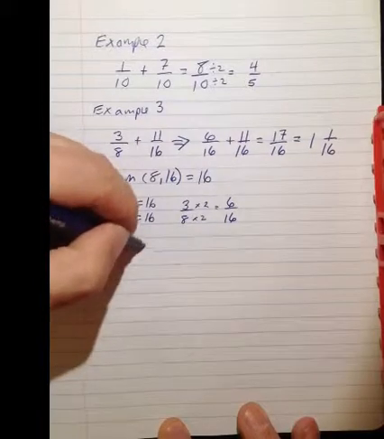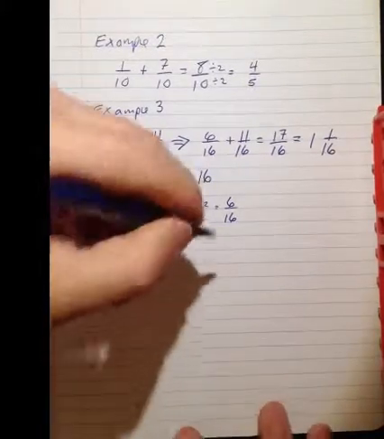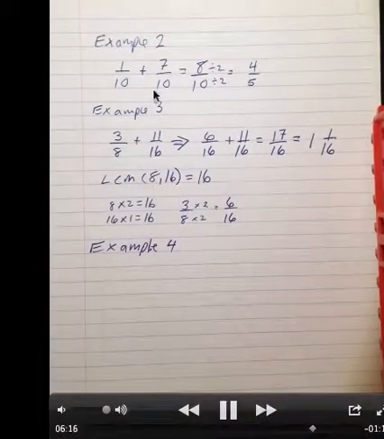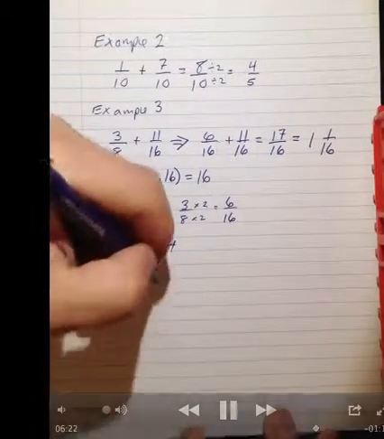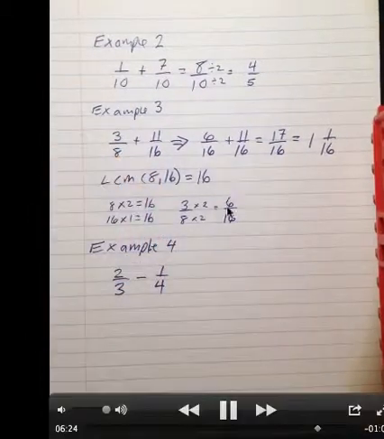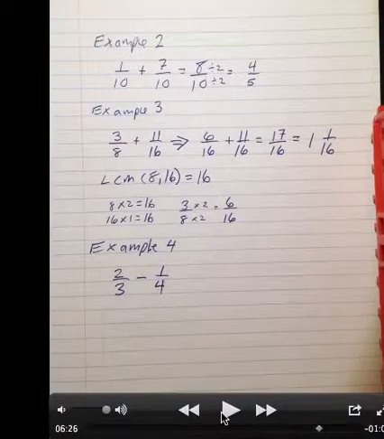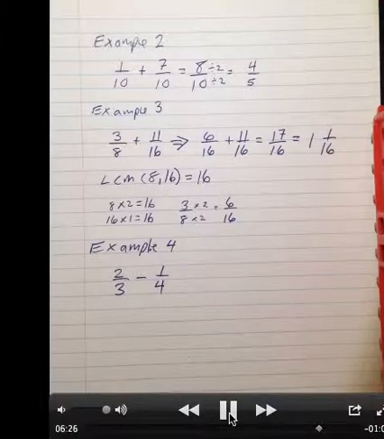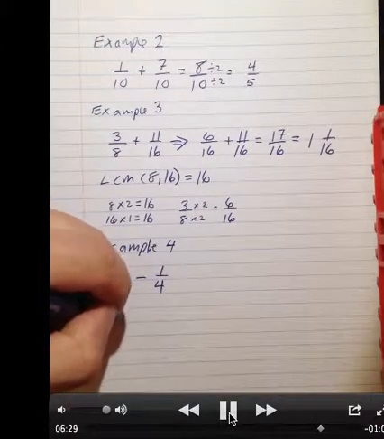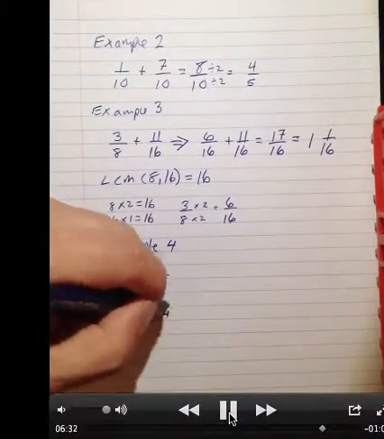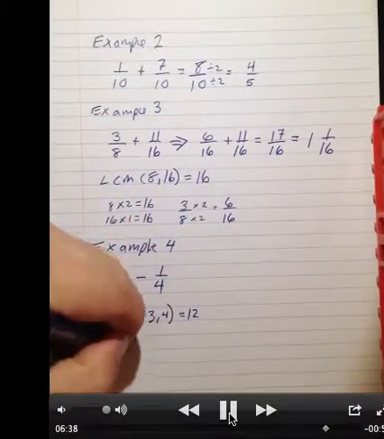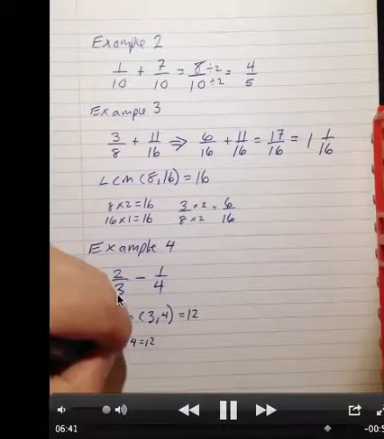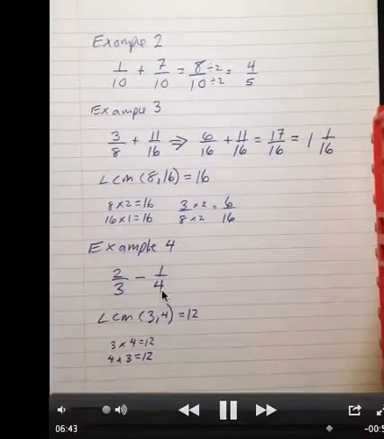Example 4, we're going to subtract fractions with unlike denominators. This was the process of unlike denominators. So we're going to subtract 1/4 from 2/3. So we want to find the smallest number that 3 goes into evenly and 4 goes into evenly. The least common multiple of 3 and 4 is 12. So the thirds need to change to 12ths, and the fourths need to change to 12ths.